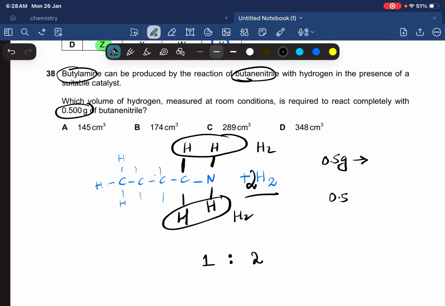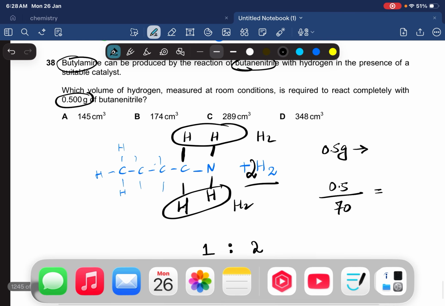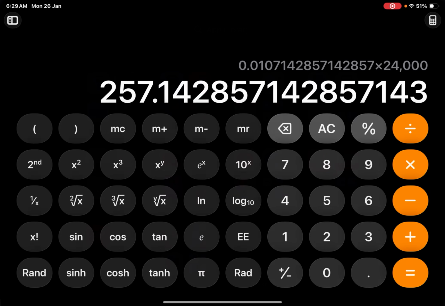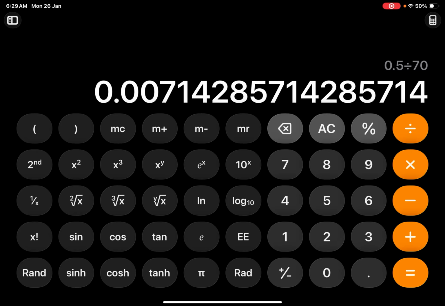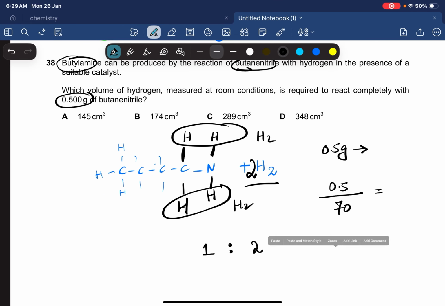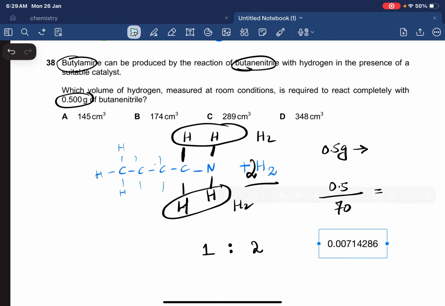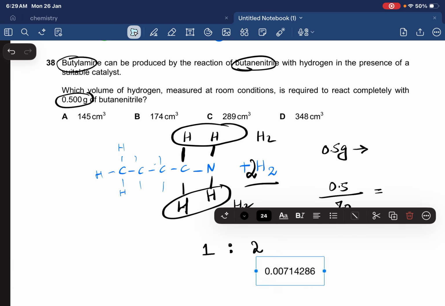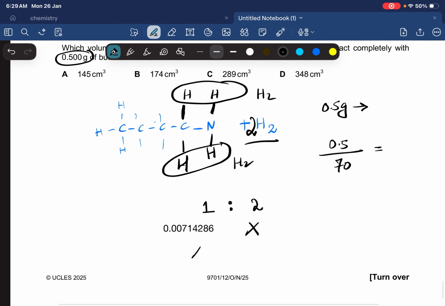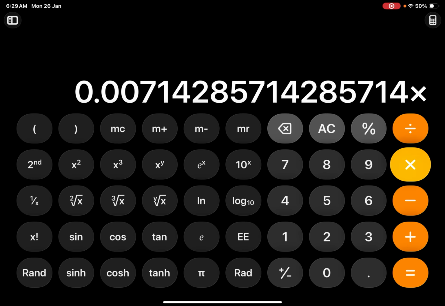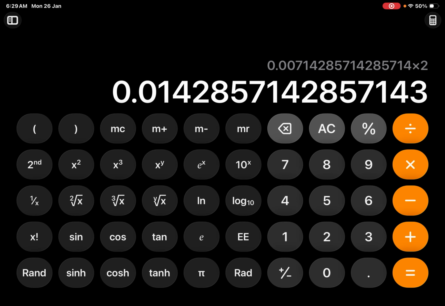gram? 0.5 divided by the MR. MR is 70, calculated for butane nitrile. 0.5 divided by 70. Let's check. It gives me my moles. Now, if 1 mole gives me this, then these many moles will give me X moles of hydrogen. X comes out if I multiply my answer, which I just got, by 2. So I'm going to multiply my answer by 2. Now, these are my moles.